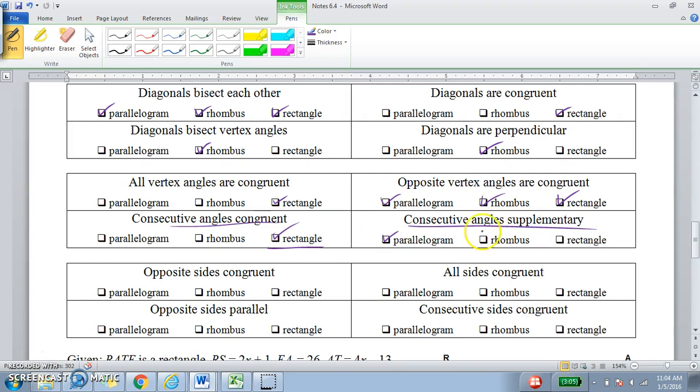Consecutive angles are supplementary. That's what I just said. We learned about a parallelogram, so that applies to all of them. Opposite sides are congruent. That is true about a parallelogram, so it's true for all of them. Opposite sides are parallel is also true. That's true for all of them.